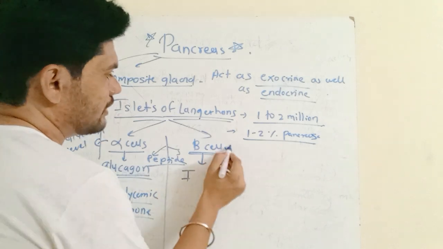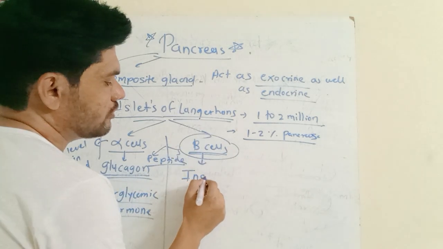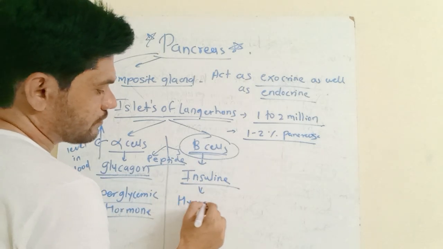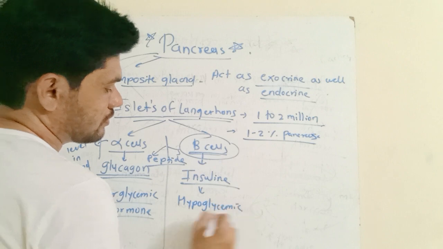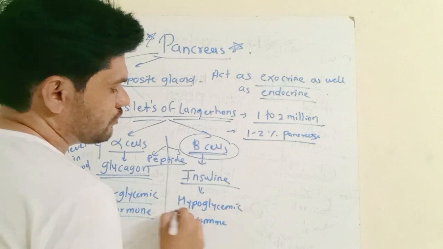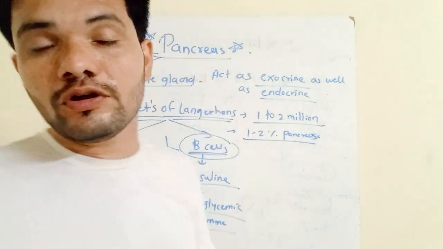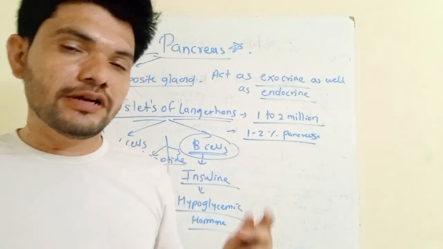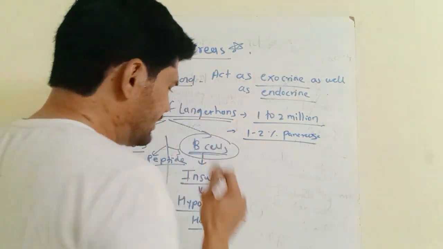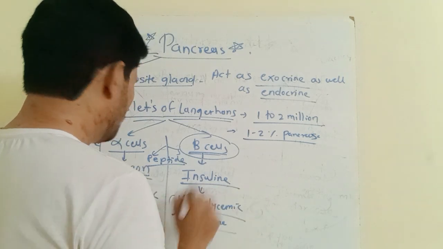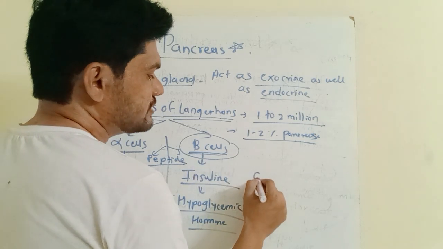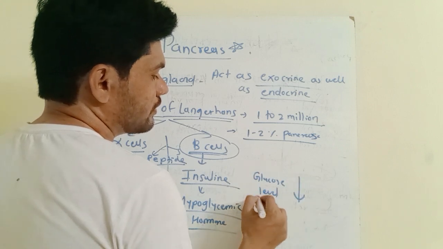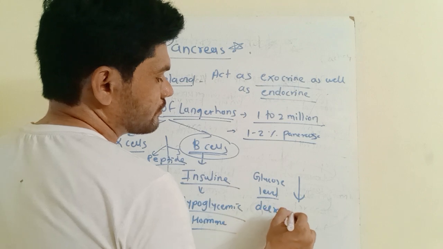Then the other thing, beta cells are going to secrete insulin hormone, which is also called a hypoglycemic hormone. Which means if you are consuming a lot of sugar, insulin will be secreted, and it will be responsible to lower the blood glucose level in the body, right? So that's why we are saying it is hypoglycemic, and it is going to decrease the glucose level in blood.